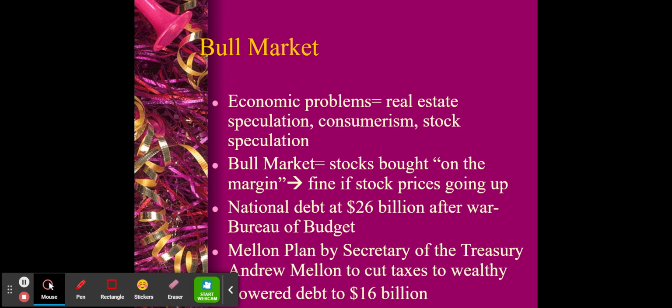Finally, aside from the consumerism on credit and the stock and the real estate speculation and buying stock on the margin, we have massive national debt in the United States after the war. Now, Andrew Mellon, who was the Secretary of the Treasury, is using a system known as supply side economics or quote unquote trickle down economics. This is where the government cuts taxes to the wealthy in the hopes that that is going to spur innovation and they will invest that in businesses and then prosperity will quote unquote trickle down to the lower classes.